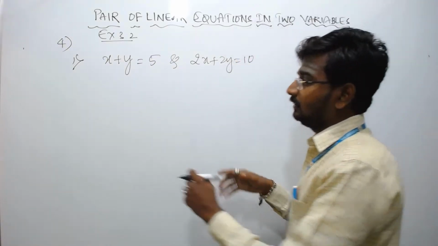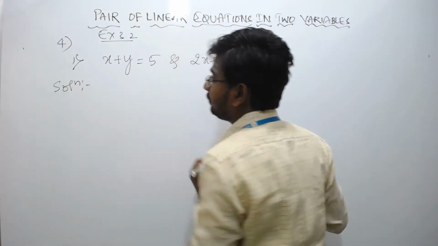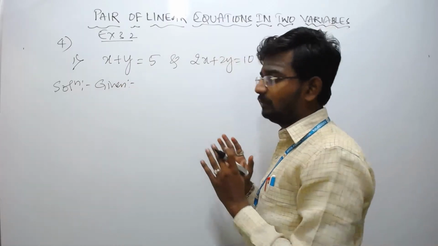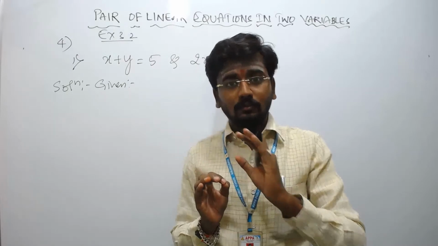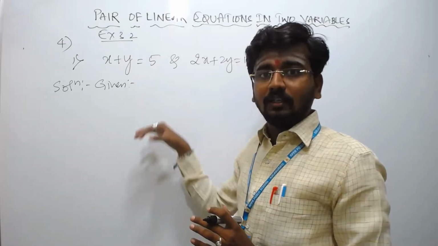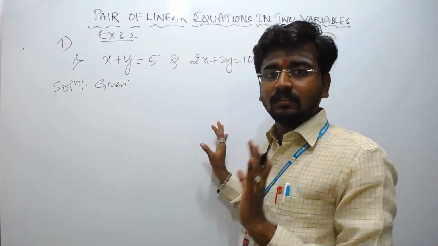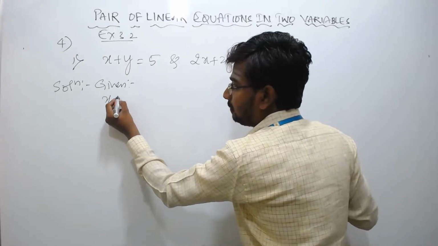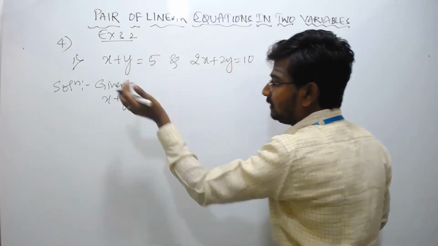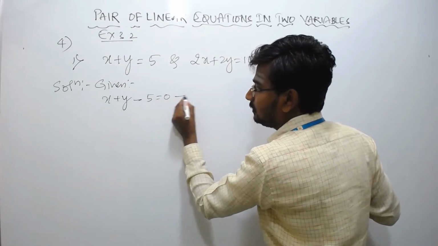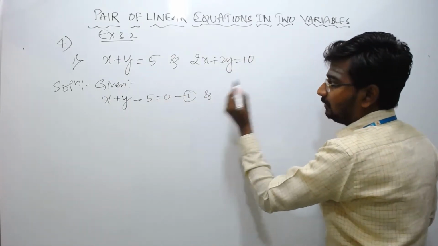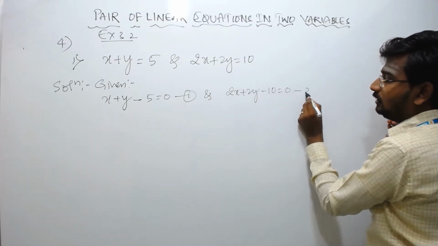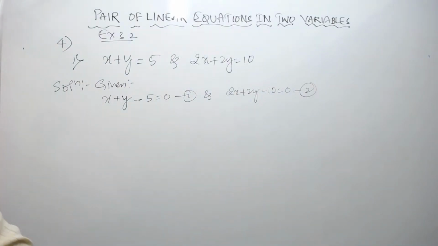So let me solve quickly then. First solution. Same like yesterday, I am solving it with a systematic procedure. First problem, I will solve with the full steps. Second and others, I will tell you directly the condition, then I will go for graphical if it is consistent. Given x plus y is 5, if it goes to the LHS part, it is x plus y minus 5 equal to 0, equation number 1, and 2x plus 2y minus 10 is equal to 0, equation number 2.